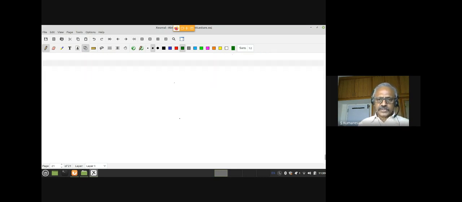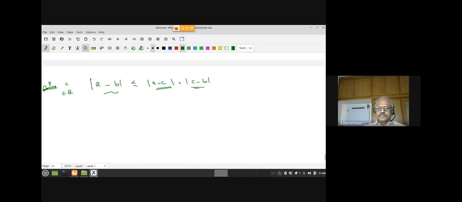So enough of sequences. Now let's do something else. Let's go back to the original thing. I have a and b, two real numbers. I wanted to estimate this. Then I said choose c in R so that for every c this is true. If I wanted to show this is less than or equal to something, then choose c so that I can show that mod a minus c is less than something, mod c minus b is less than something, therefore I can conclude. So that is the C trick.